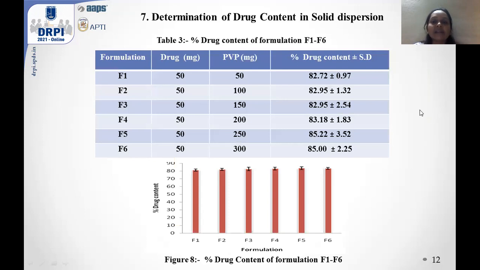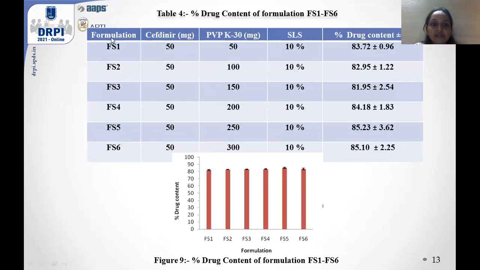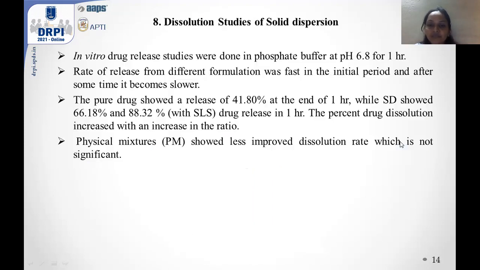Then we have also determined the percent drug content of formulation from F1 to F6, and this is the table which mainly indicates the percent drug content of drug in the solid dispersion. And this solid dispersion contains a very good amount of drug, and this is the graph which I have drawn for this table. And another table is for the FS1 to FS6 formulation, and here also we can see from the data that the solid dispersion formulation contains a good amount of the drug, which is basically in the range of 81.95 to 85.10.